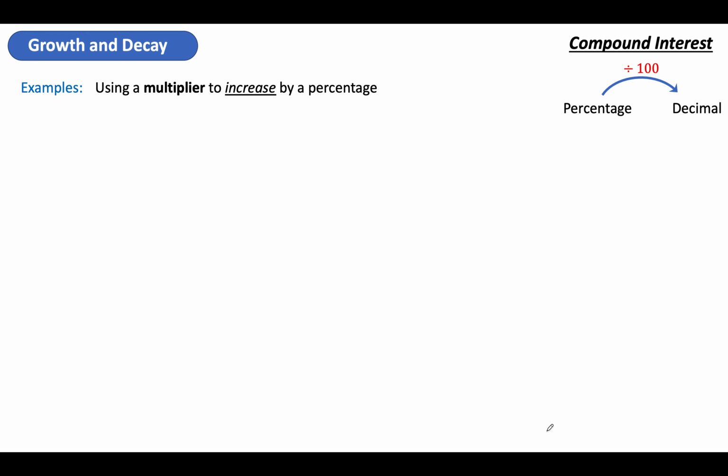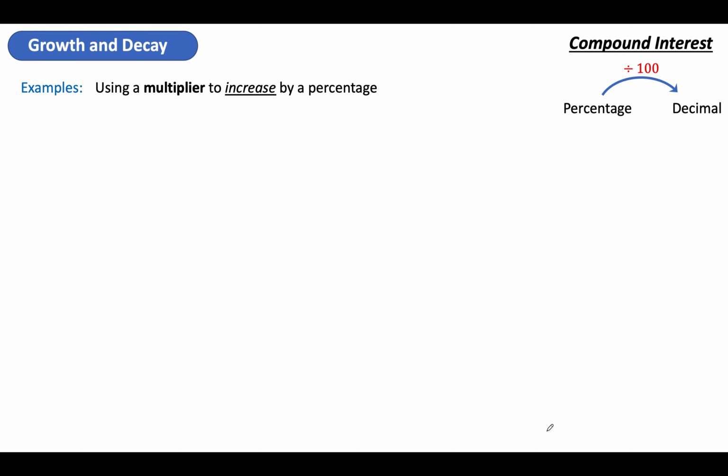In this case, I want to increase 850 by 38%. So I type it into a calculator, and I get 1173, and I've increased it by 38%. Okay, right, so let's practice some of those.